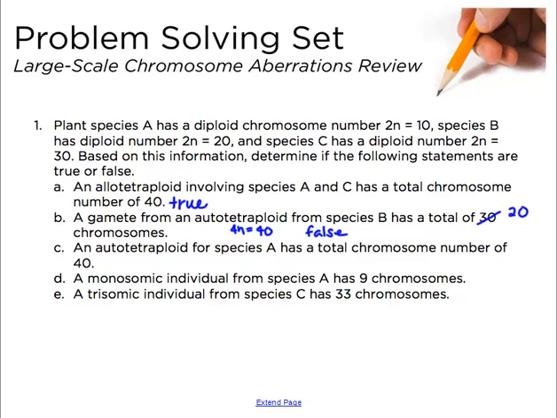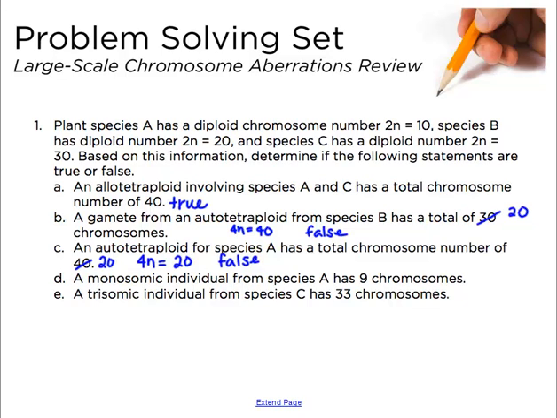Okay? So for statement C, an autotetraploid for species A has a total chromosome number of 40. Again, they're telling us in the problem that a diploid number 2n equals 10, so the tetraploid number, which would be 4n, would be twice that, so that would equal 20. So this statement is false, and this should be 20.